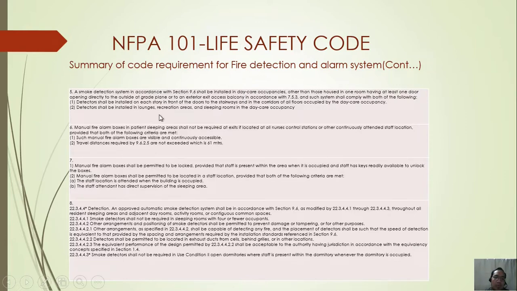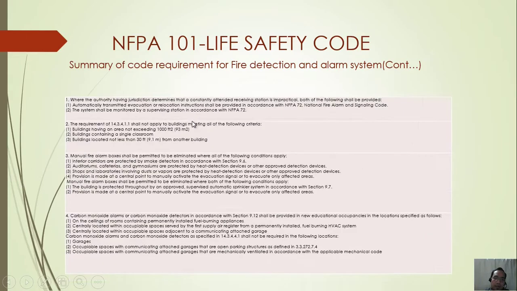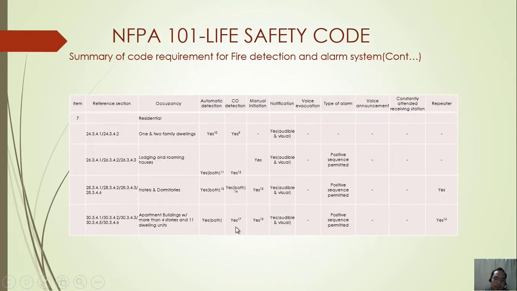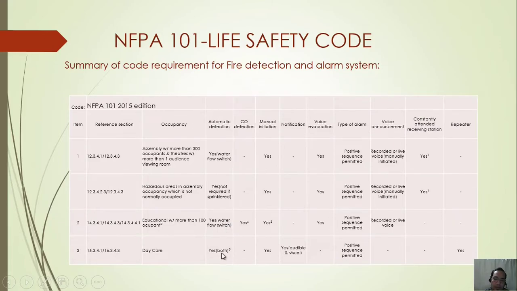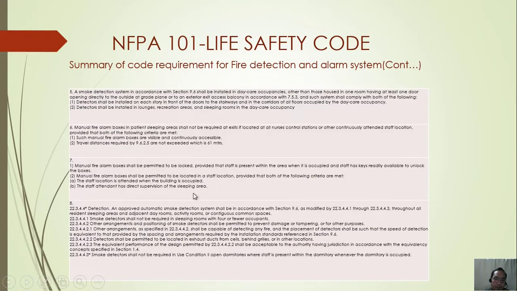Okay, so these are the requirements where you need to install smoke detection, because like it says in my summary, it says both fire detection and sprinkler, but where will you provide fire detection? These are the locations. In each story, in front of the doors to the services. So in every service area, you need to have detectors before that service door. And in the corridors also, you need to have them on all floors. And in lounges, recreation areas, sleeping rooms, you have to have a smoke detector there. So these are the guidelines, guys.